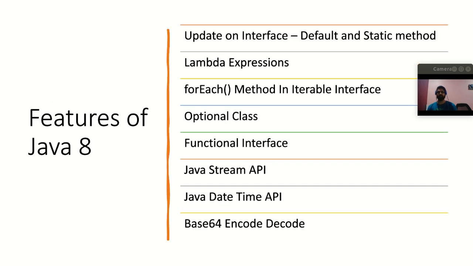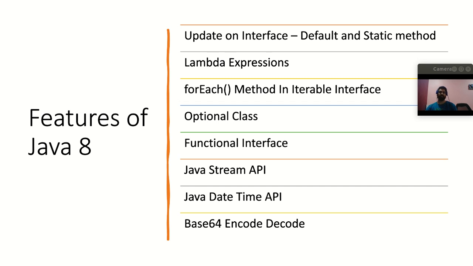So let's move to the third feature, the forEach method. The forEach method was introduced inside the Iterable interface. It is used to iterate the elements in a collection. You can iterate the elements of an ArrayList, of a set, and also the elements of a stream. So forEach was introduced with Java 8. And the next feature introduced was the Optional class. Optional classes handle the null pointer exception.